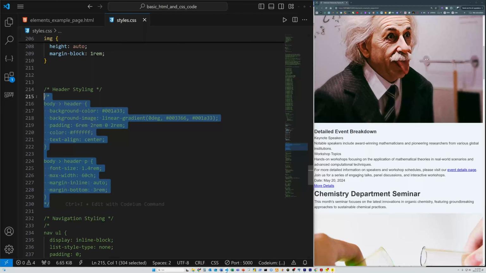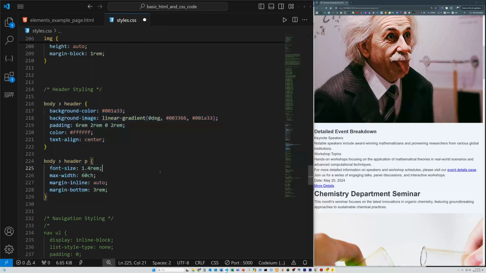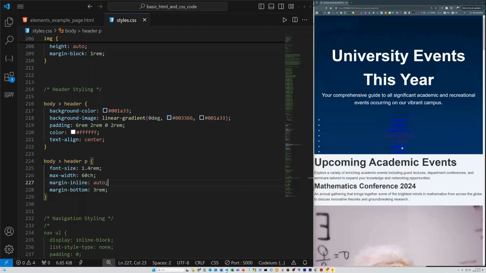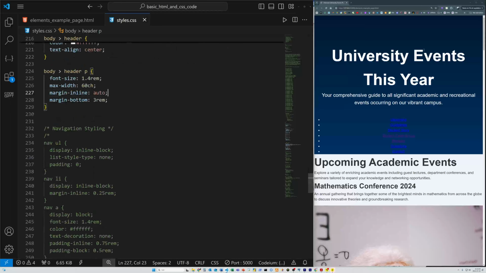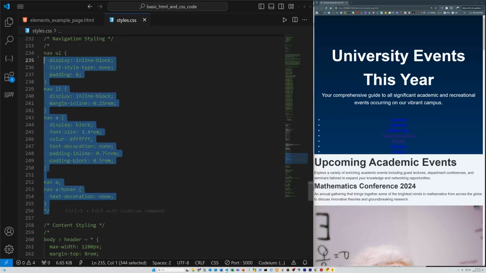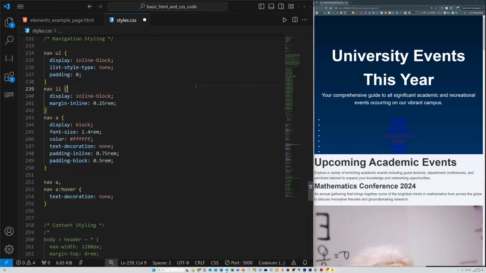So I'm going to remove this here so you can see what the header styling did for us. Okay, cool. And now we can go ahead and do this as well.